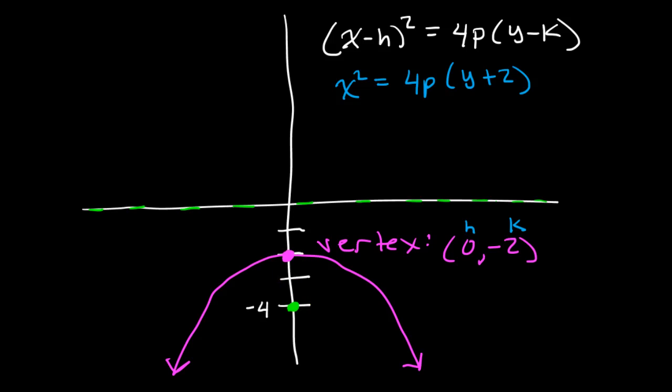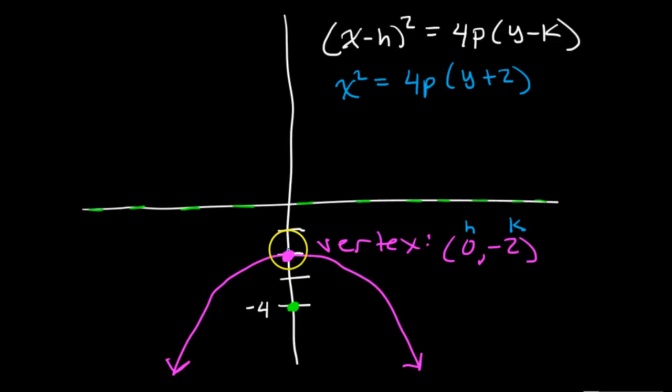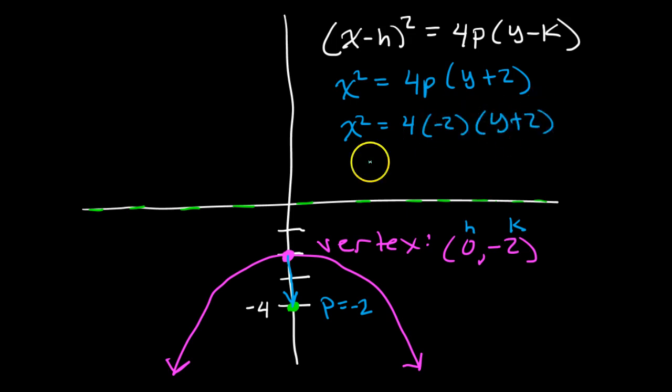But look, we have learned that the p-value is the distance from the vertex to the focus. That's the p-value. So from the vertex to the focus, this is down 2. So that means that my p-value is negative 2. So substituting negative 2 in here, I have x squared is equal to 4 times negative 2, which means that x squared is equal to negative 8 times y plus 2. And there's our equation.